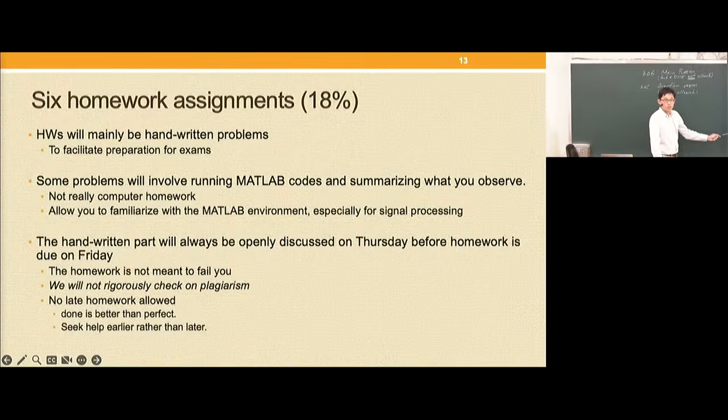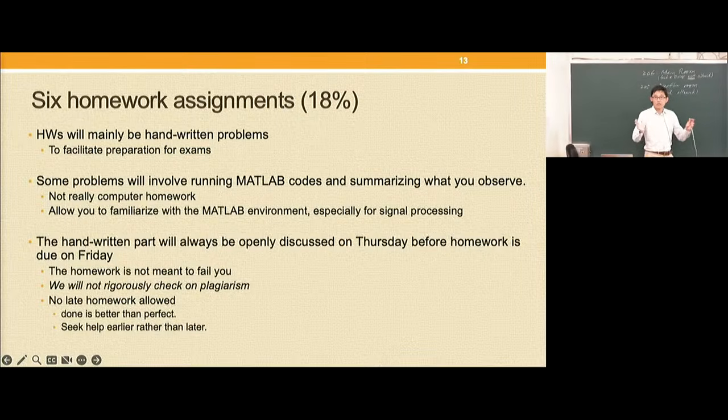Is that clear? We discuss homework on Thursday, and that homework will be due the next day, which is the Friday. So that being said, our homework really is not meant to fail you. It will be openly discussed. And if you are too busy with this homework, please just come and listen to others who are willing to share their solution.